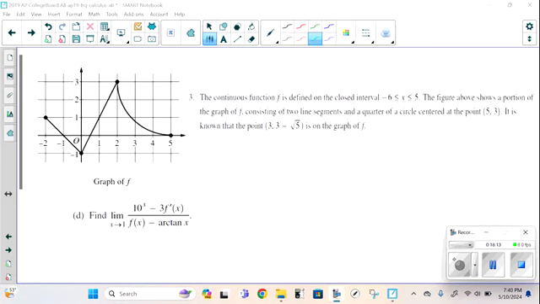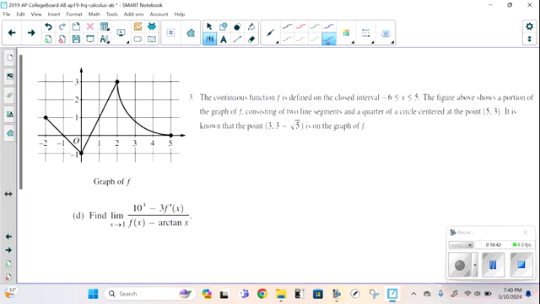All right, okay, 3D. On to the last one. Find the limit as x approaches 1 of 10 raised to the x minus 3 times f prime of x over f of x minus arctan of x. Boy, you should know what arctan means. Not only that, you should know what the arctan of 1 is. We'll get there in a second.